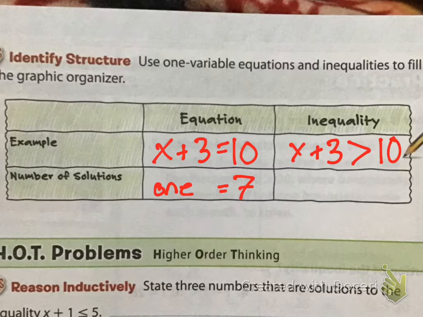What about with an inequality? What did I get, Rocco? Infinitely many. Because for x plus 3 greater than 10, x can be 8, 9, 10, a million, a trillion, a gazillion. There are infinitely many numbers that work, but just as such, there are infinitely many numbers that do not work for it, on the other side.